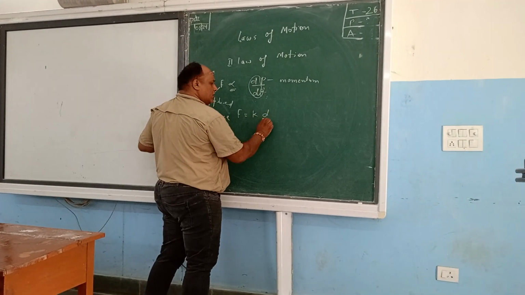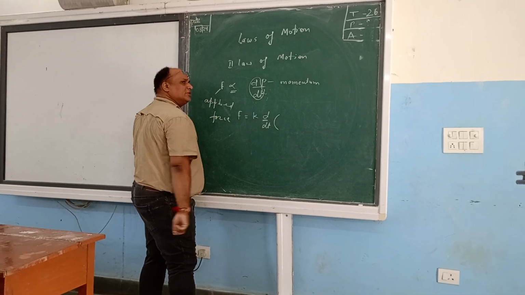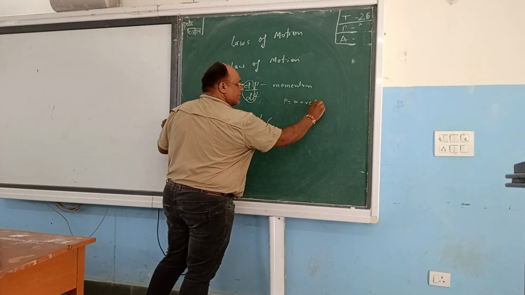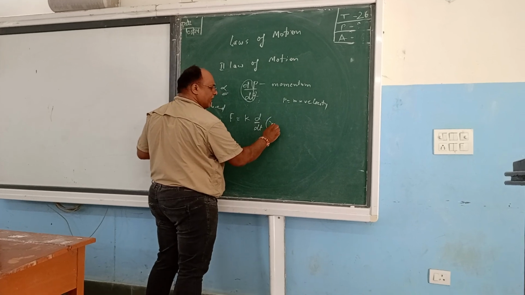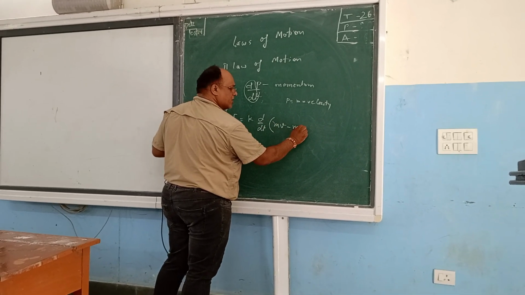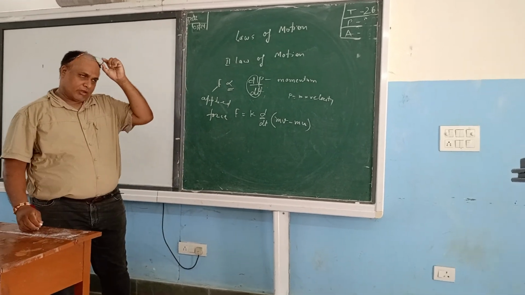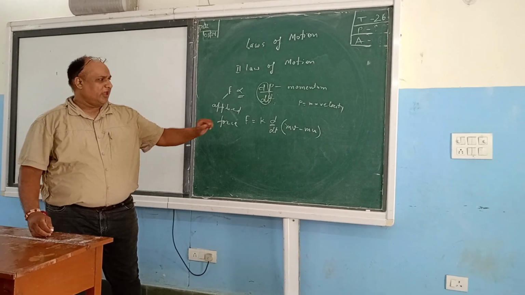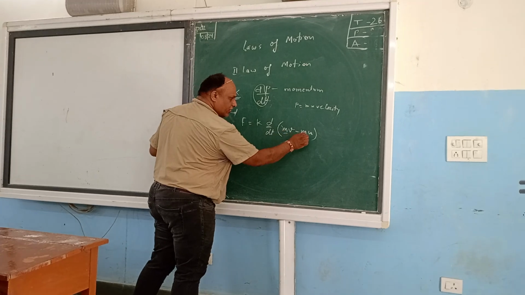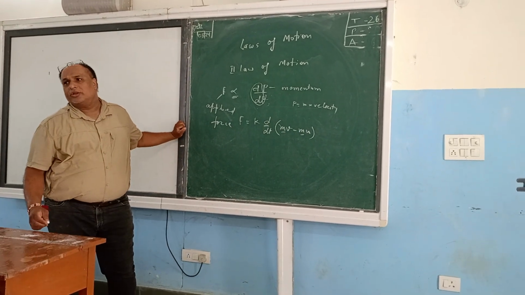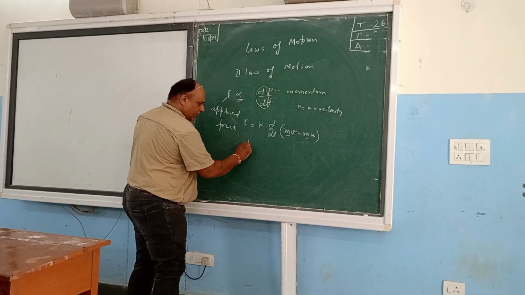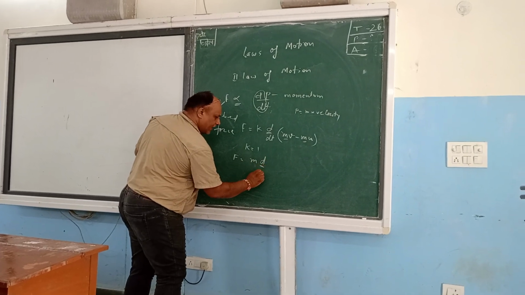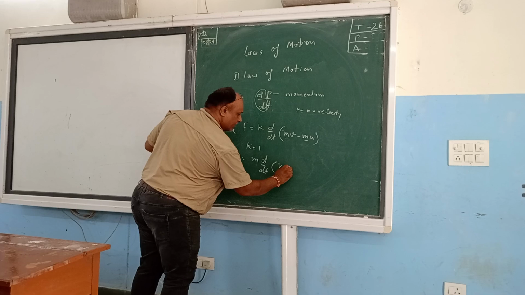Now, that means how much change is there? We know the formula of momentum: momentum is equal to mass and its velocity. That means final momentum minus initial momentum. Final momentum is denoted by mv, and the initial momentum is denoted by mu. And we all know the mass remains constant during the whole period. That means if the value of k is 1, then F is equal to m dP by dt, that is m(v minus u).